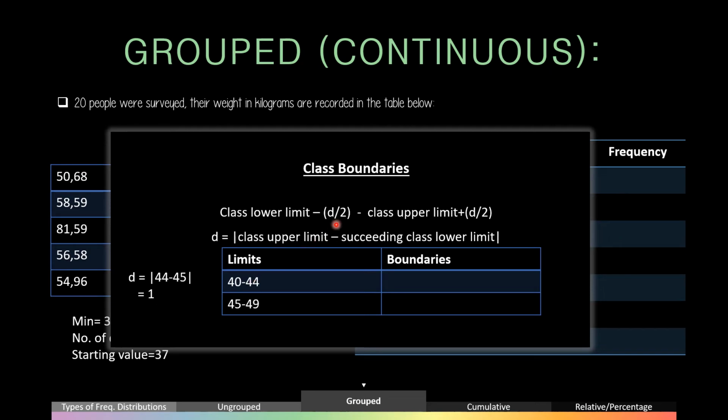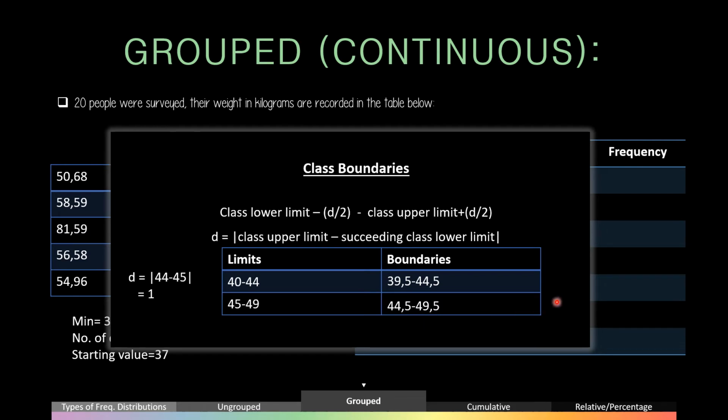Now using d, we're going to calculate our class boundaries. For the first row, our class lower boundary is going to be 40 minus a half, and the upper boundary is going to be 44 plus a half. For the succeeding row, our class lower boundary is going to be 45 minus a half, and the upper boundary is going to be 49 plus a half, giving us boundaries of 39.5 to 44.5 and 44.5 to 49.5.